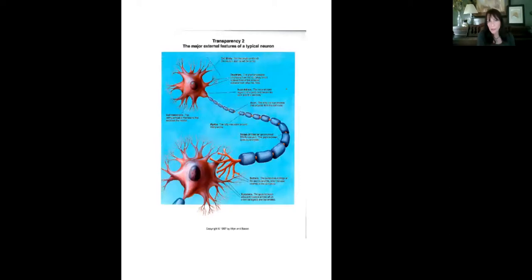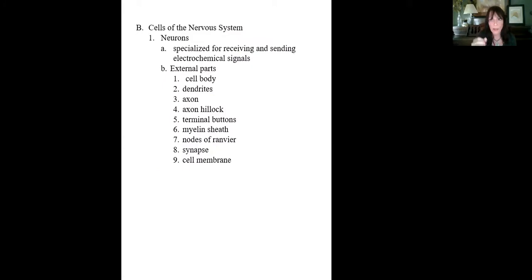This is the illustration. You can follow along on your partial outline if you want, because I did minimize that font and I could fit it in everywhere. But make sure you get all of these listed. We have the cell body. We'll talk about what that's important for later. Dendrites, axon, the axon hillock, terminal buttons, myelin sheath, nodes of Ranvier, it's a French word, and synapse, and the cell membrane.